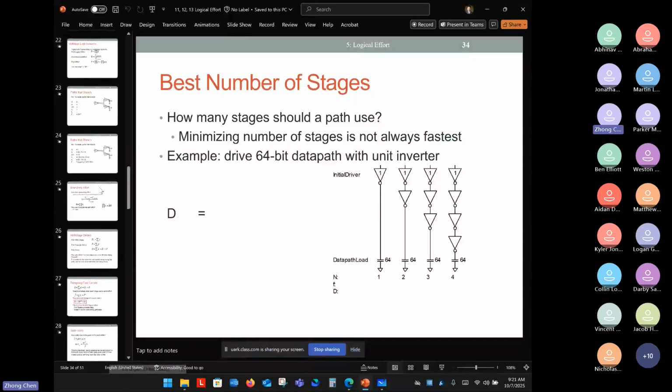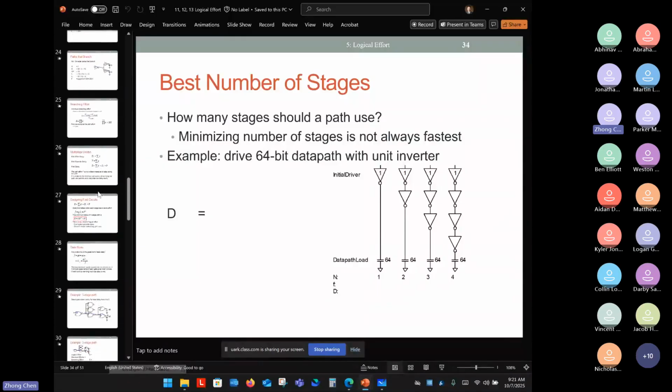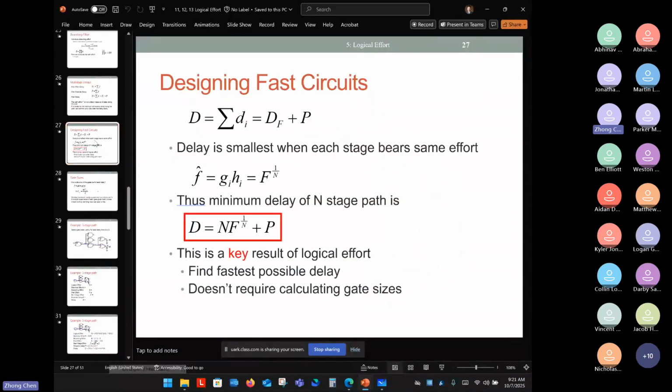Because we learned this equation, right? So let me go back to that very important equation here. This is the minimum number of stage delay. As long as you make every stage effort equal to each other, this is the best delay time you can achieve for that particular circuit, right?